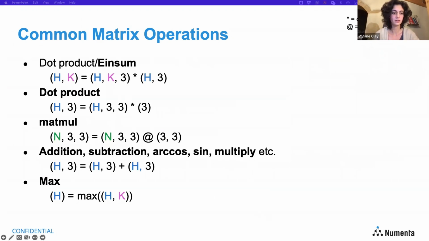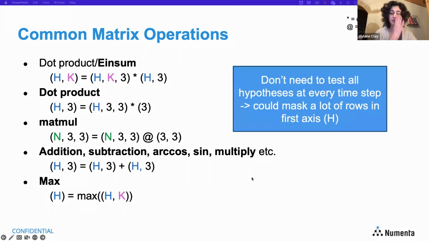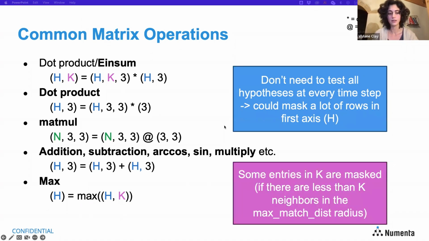So if we boil this down to just the size of the matrices, two things that I think could be places where we can maybe optimize something. One thing is we don't need to test all hypotheses at every time step. Right now, since it's just matrix multiplications, we update the evidence for every hypothesis at every step. But in theory, we could mask a lot of the rows in the first axis, so h. And the second one is some entries in K are also masked. Like I mentioned, if less than K neighbors are in the radius, then we mask these entries. So yeah, I don't know if you have any thoughts on that.